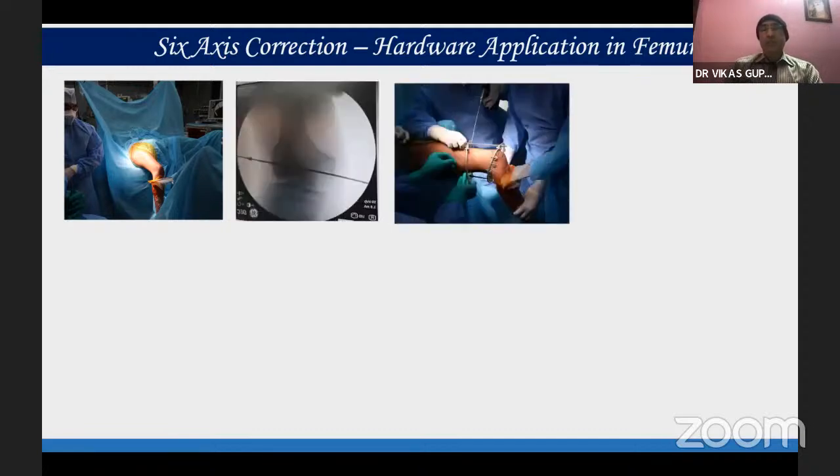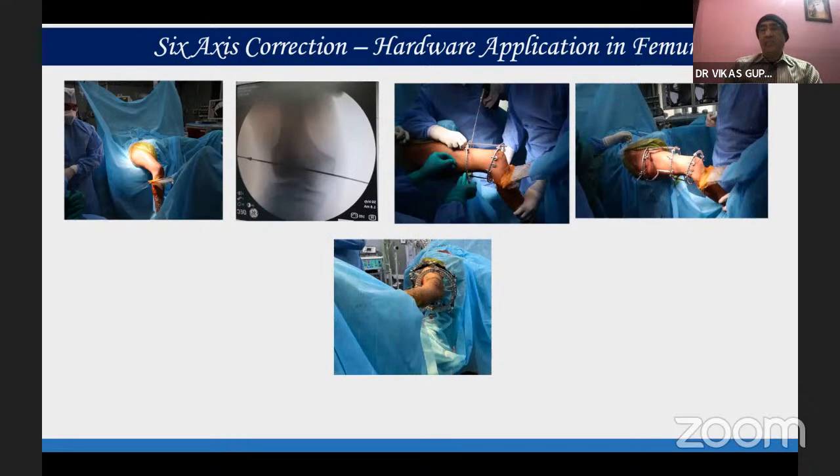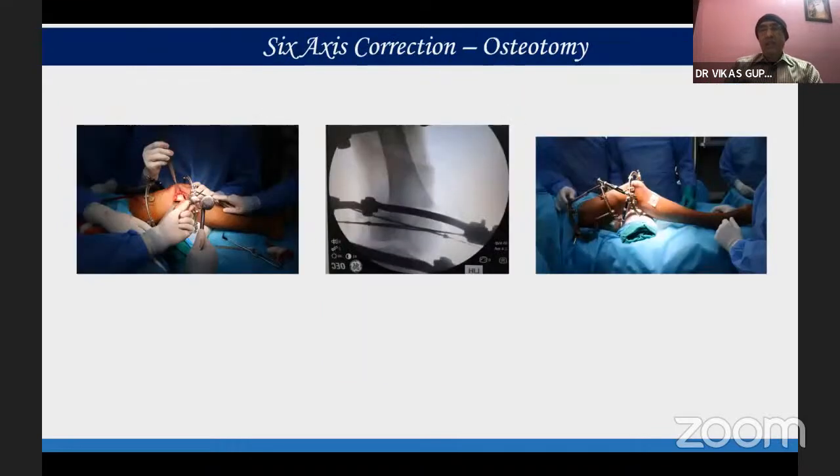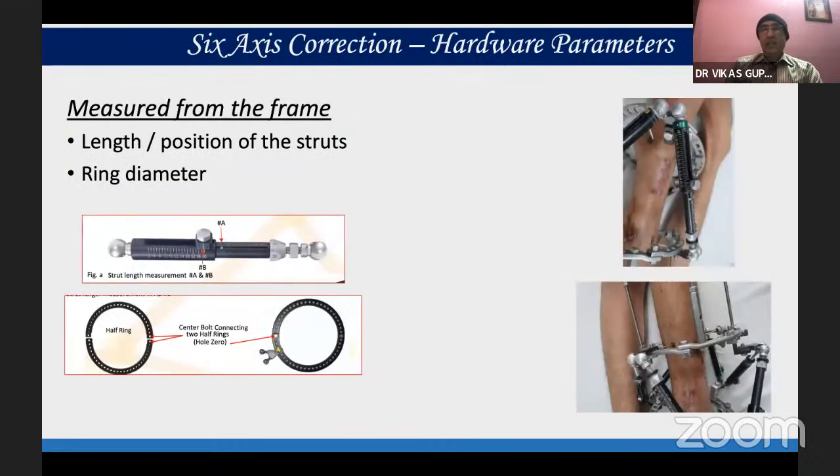So these are the basic steps. How do you do it? A proximal and distal wire parallel to the knee joint. And this is the frame. And you do the corticotomy, that is a low energy corticotomy. Now, in contrast to SUV, where you don't measure the ring diameter, in this Defix you measure the ring diameter, as well as the length and the position of these struts.